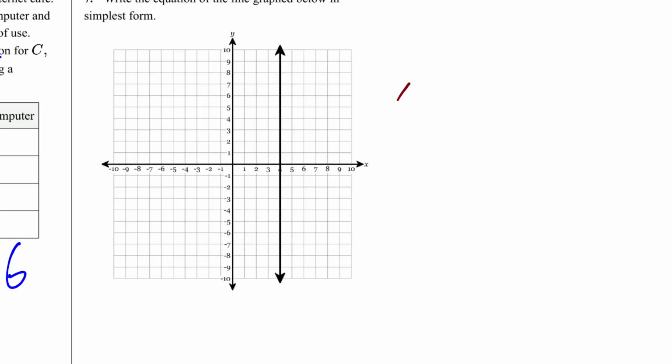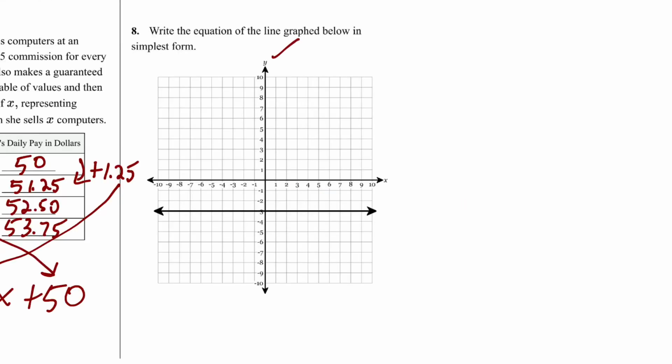For a vertical line, notice it crosses the x-axis, and it crosses it at 4. You put those two things together, you get x equals 4. This line crosses the y-axis, and it crosses it at -3, so we write y is equal to -3.